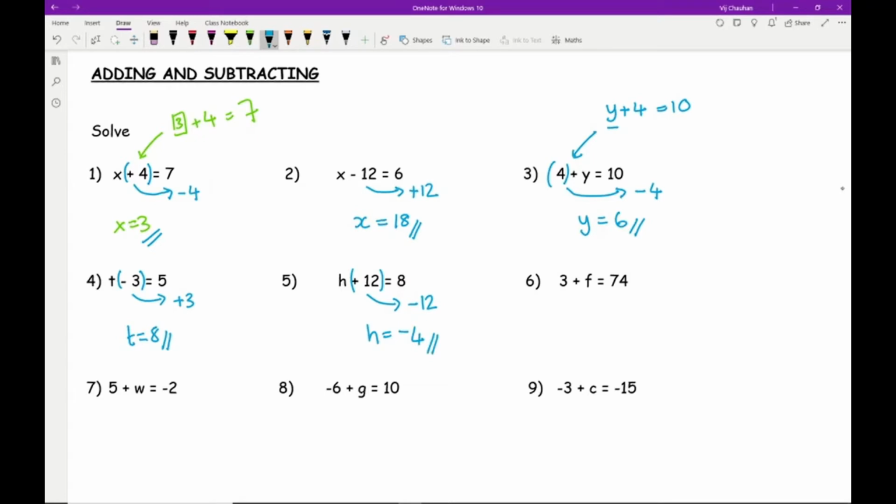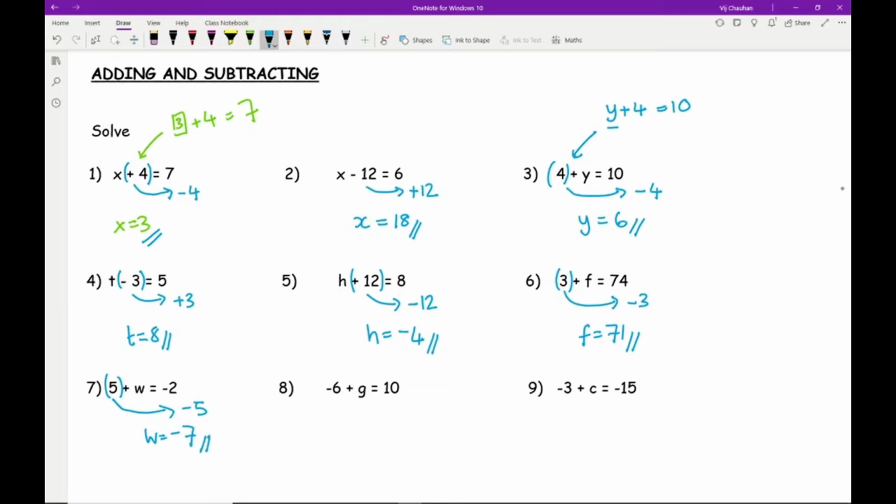And again here, even though they're flipped, it doesn't really make a difference. I want to get rid of this 3 and it's being added, so I need to take away 3. So I've got f equals 74 take away 3, which is 71. And then with regards to question 7, again, I want to get rid of 5, and the 5 is being added to W, so the opposite is to take away 5. So I've got W equals minus 2 minus 5 is minus 7.